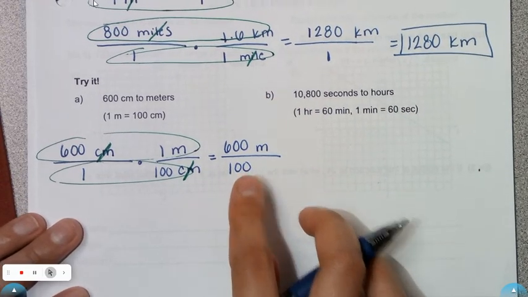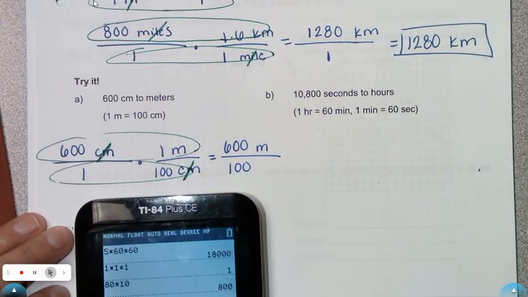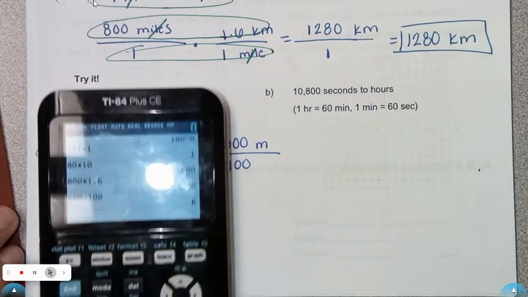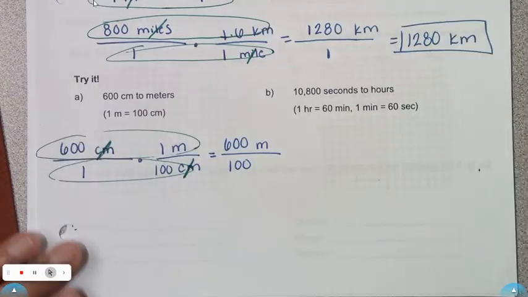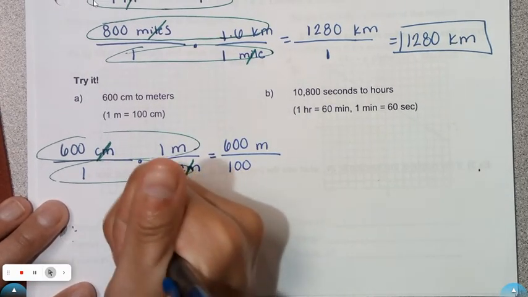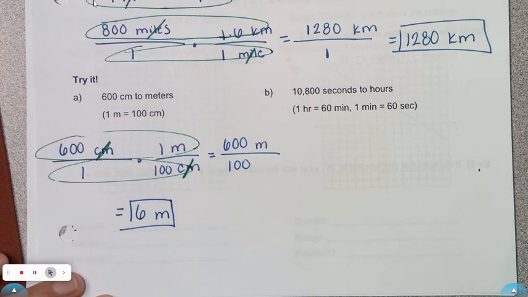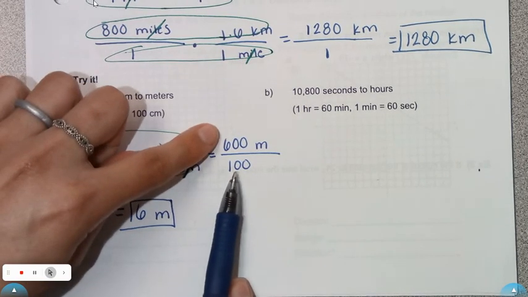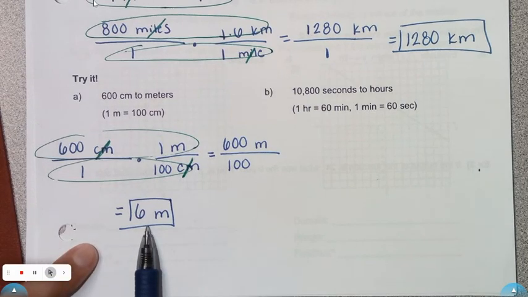Remember, you can't leave your answer like that, so I'm going to divide those. 600 divided by 100, I get 6. So my answer at the end is 6 meters. This one's different than the ones we've been doing because you have to divide at the end and your answer does change.